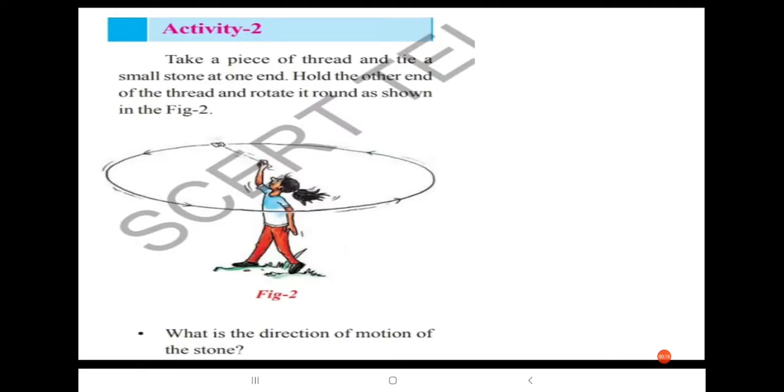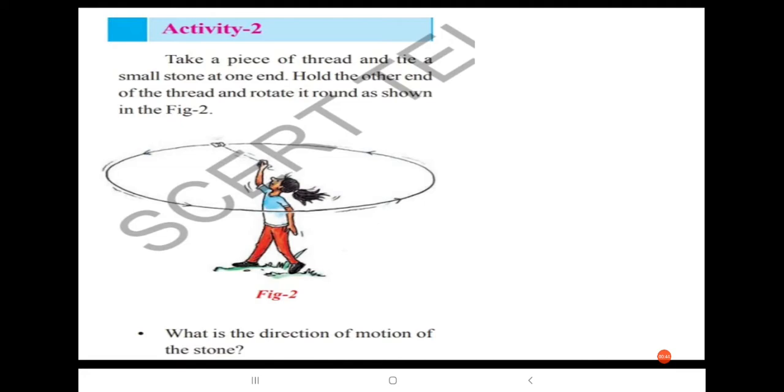Now look here. In Activity 1, we learn about uniform circular motion. When an object is in uniform circular motion, the magnitude of the velocity does not change, but the direction of the velocity changes.